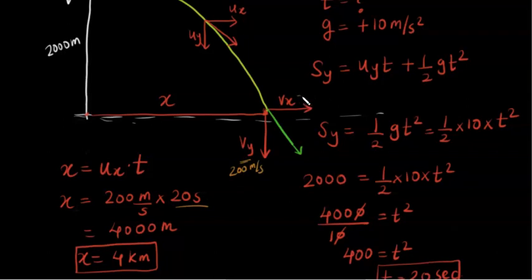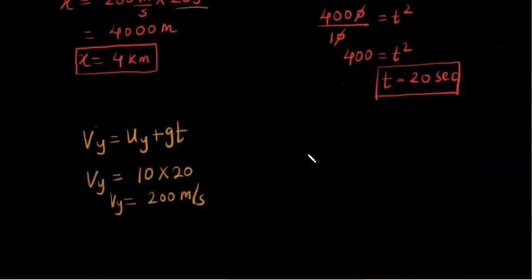And Vx is also 200 meter per second, because in the x direction there is no acceleration, so the velocity will not be hampered by it. It will be the same. So velocities of 200 meter per second and 200 meter per second are the components. The resultant will be given by the Pythagoras theorem, you can say.